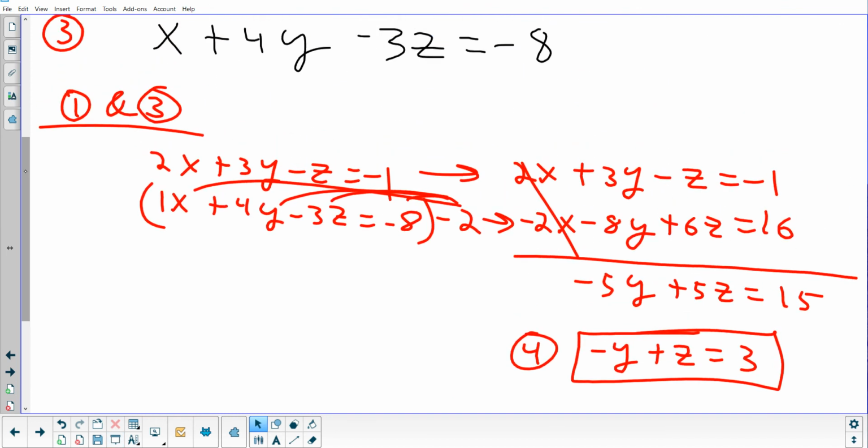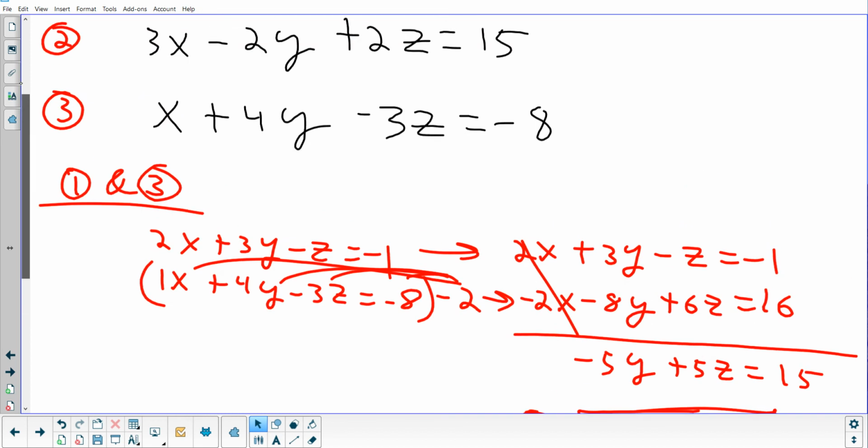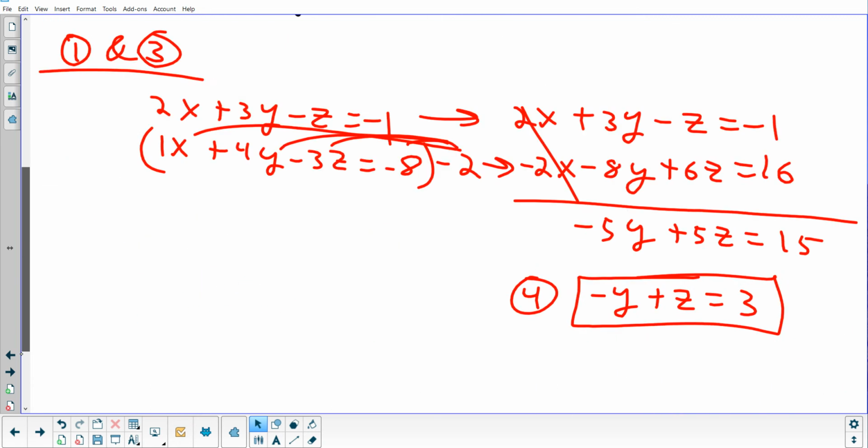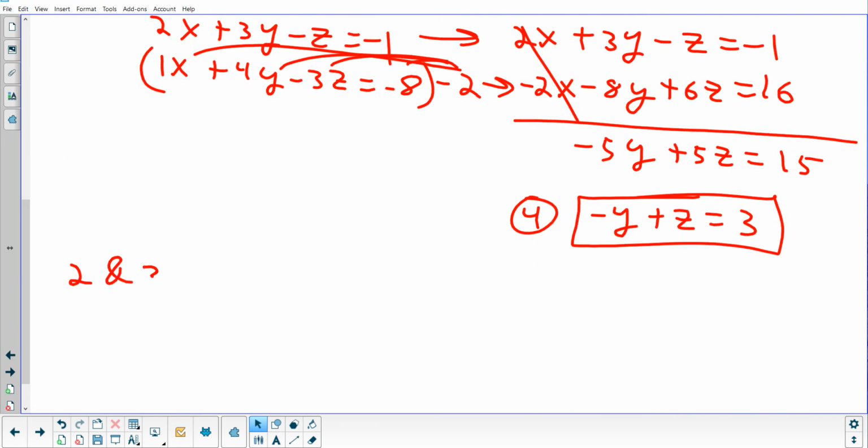I created that using 1 and 3. So I can't use 1 and 3 again. Let's use 2 and 3 and create another equation. I'm sticking with 3 all the time because it has a 1. That's why I'm using it. All right, so now let's do the same thing, except we're going to use 2 and 3. And the goal is when we get equation 5, we're going to use that one with equation 4 to get rid of the y or the z, whichever one we think is easier.